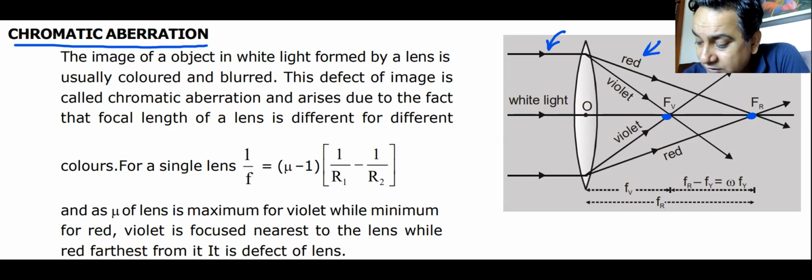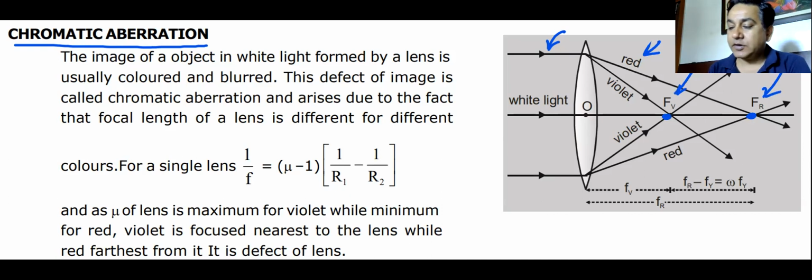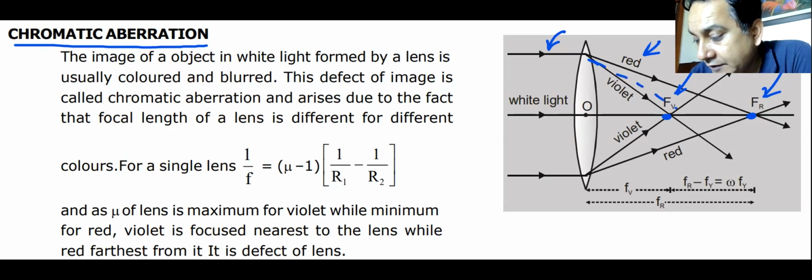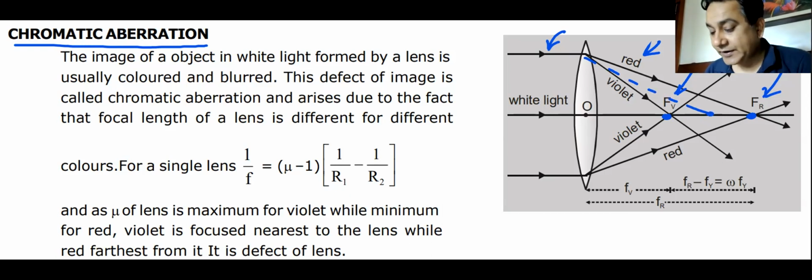Now this FV is known as the focal point for the violet light, and this FR is known as the focal point of the red light. If there is any light in between, for example yellow, where mu is between red and violet, where will the yellow light be deviated? Yellow light would be deviated somewhere in between red and violet. Do we understand this? The yellow light would be somewhere here. Do we understand this?